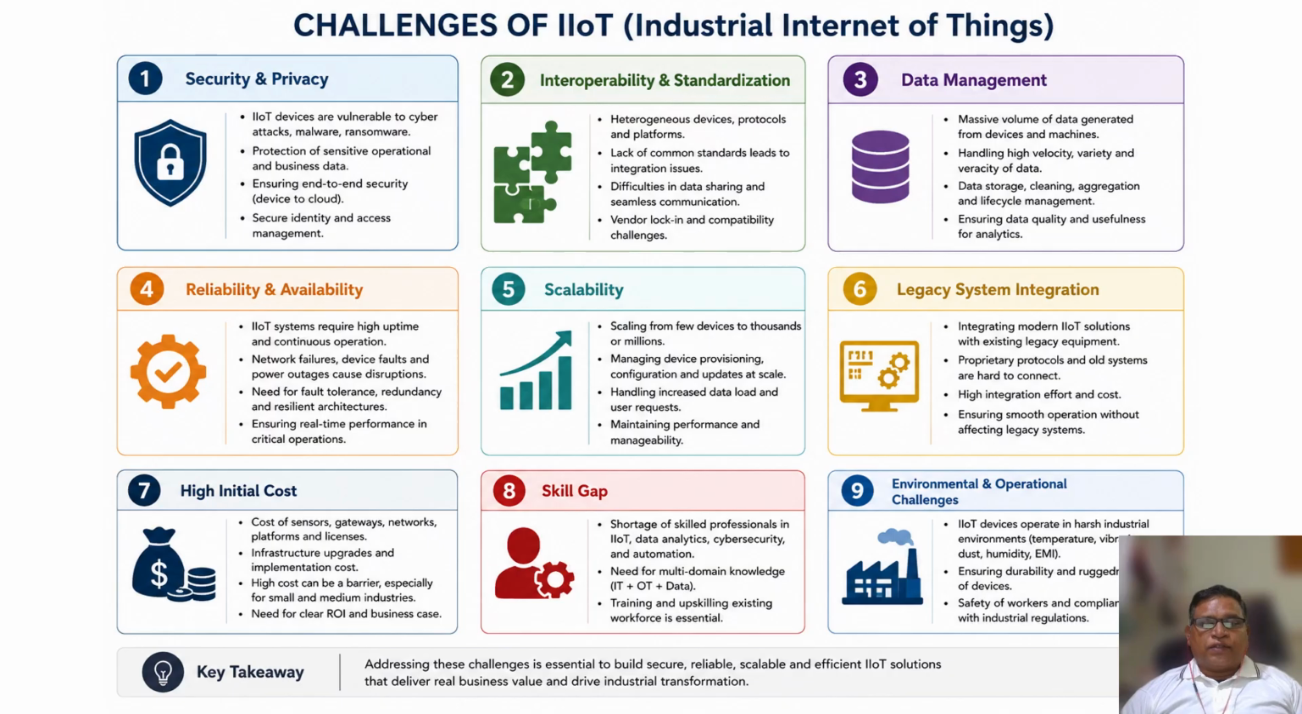And last one is the environmental and operational challenges. IoT devices operate in harsh industrial environments: temperature, vibrations, dust, humidity, and electromagnetic interference. Ensuring durability and ruggedness of the devices, safety of workers, and compatibility with the industrial regulations.